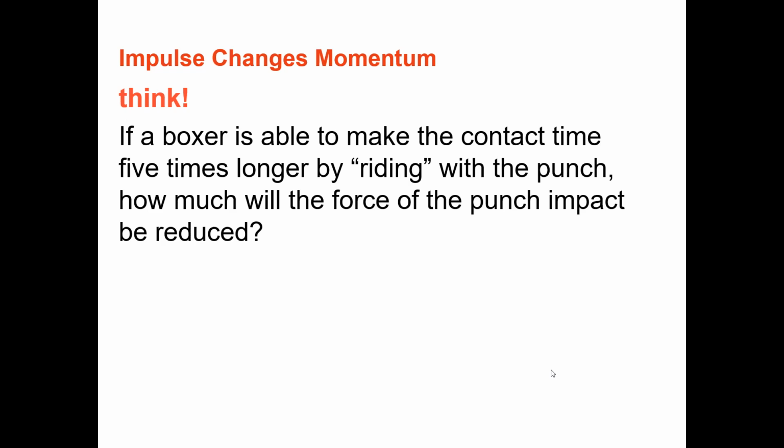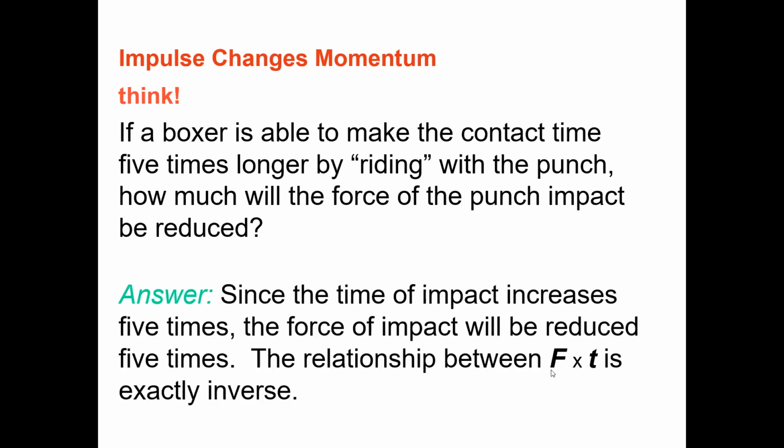So it's an inverse relationship here between force and time, and it's exact. So if a boxer is able to make contact time 5 times longer by riding with the punch, how much will the force be reduced? The answer is it'll be 5 times less. It's exactly inverse. If one goes up, the other goes down by the exact same proportion.